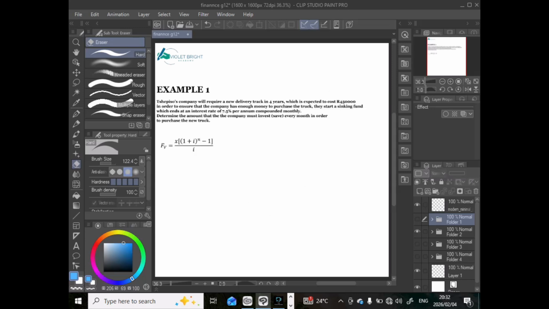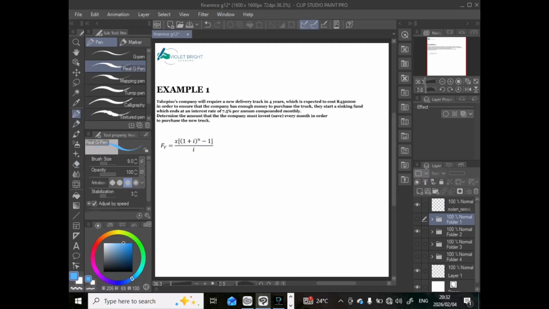Now, an example says, Tsepiso's company will require a new delivery truck. Ne? Tsepiso, me, I have a company that delivers food, so I need a new truck. In 4 years, I will need a truck. I've calculated that in probably 4 years, the book value of this car will be at a particular point. So I'll need to buy a new car, a new model, because this one will be old and will be scrapped. Yeah?